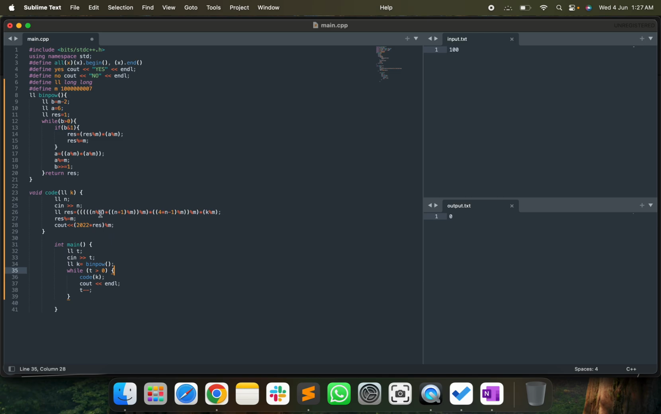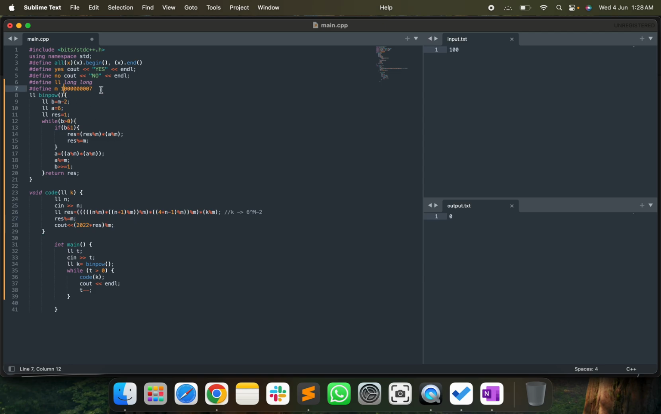We have taken the mod of n here, then n plus 1, then 4n minus 1, and then I have written k here. Now what is k? k here is 6 raised to power m minus 2. Then we have taken the mod of the result we have gotten, and then we have multiplied it with 2022 and taken a mod again.